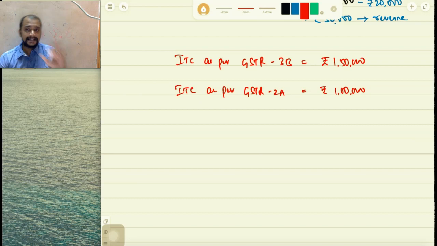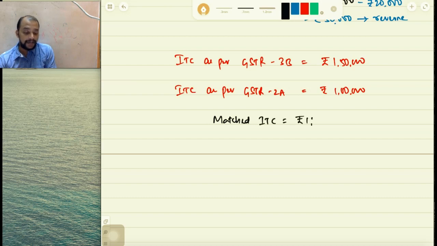Now, in this scenario, we need to identify not matched ITC. I need eligible matched ITC. So what is matched ITC? Matched ITC is rupees 1 lakh. But out of this 1 lakh, what is eligible matched ITC?